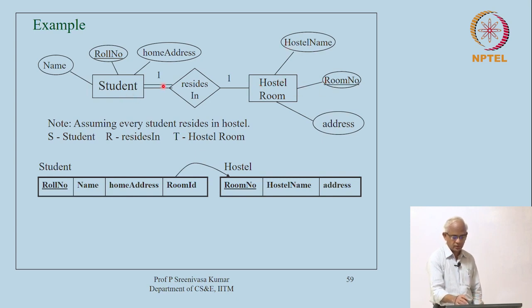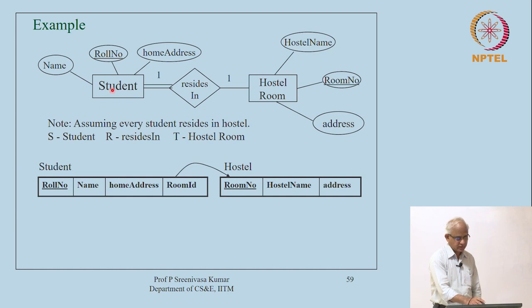So, we have taken student and hostel room, and let us say it is a one-to-one relationship. That means every student is given a hostel room, and the hostel room can only have one person, if at all. So, this is a total participation. That means every student is given a room, and this is partial. That means some hostel rooms could be unallotted. It is a luxury, of course, to have hostel rooms not allotted.